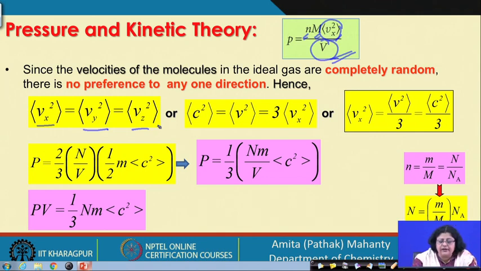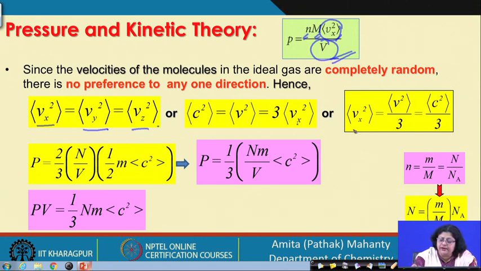So, to find out what will be the velocity, what we can take is that the velocity which we can have is either 3 times this, or 3 times x, or 3 times y.